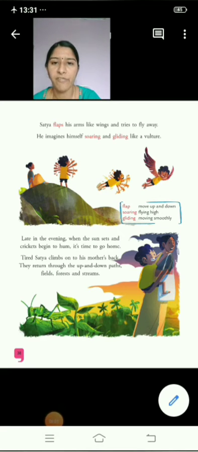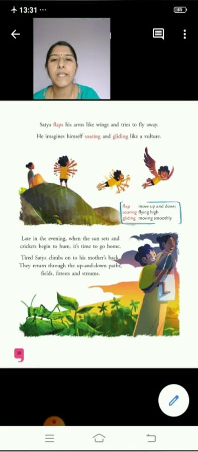Satya flaps his arms like wings and tries to fly away. He imagines himself soaring and gliding like a vulture. Late in the evening, when the sun sets and crickets begin to hum, it's time to go home. Tired Satya climbs on his mother's back. They return through the up and down paths, fields, forests, and streams.